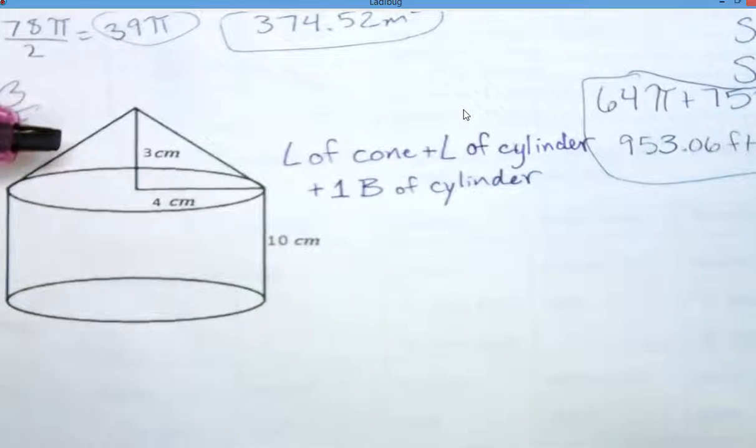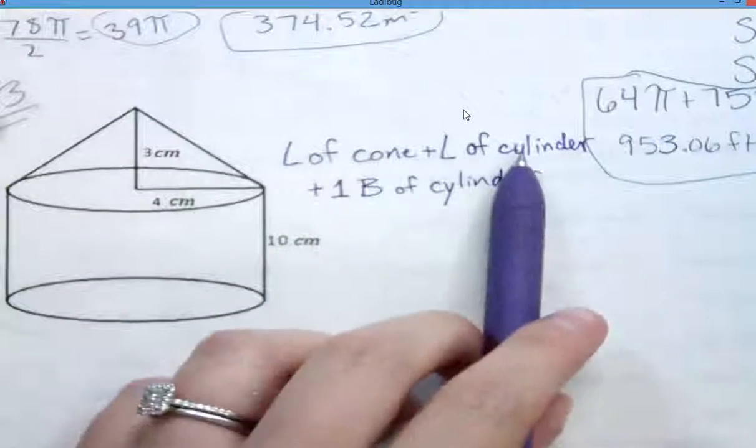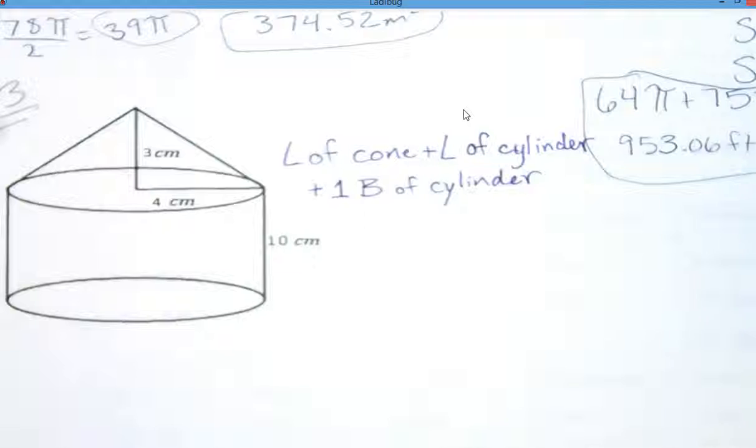I'm just kidding. Lateral area of the cone plus the lateral area of the cylinder plus 1 base of the cylinder. Again, I would highly suggest that you write this stuff down before you solve for all of it, and then at the end you know what to add together. Makes a lot of sense.